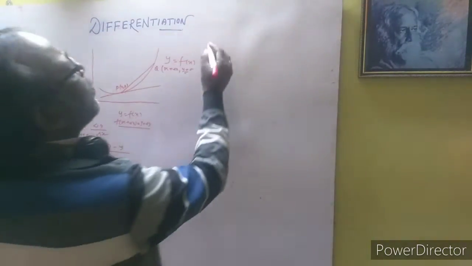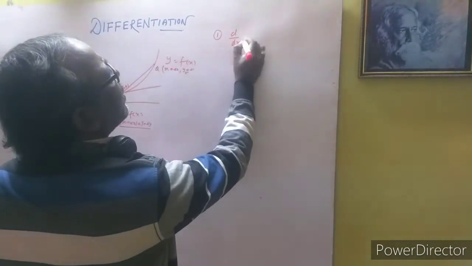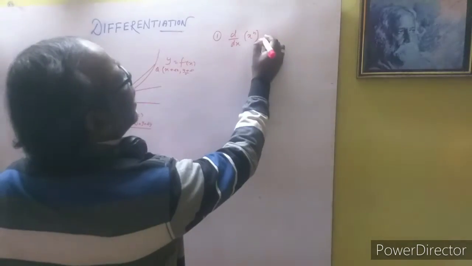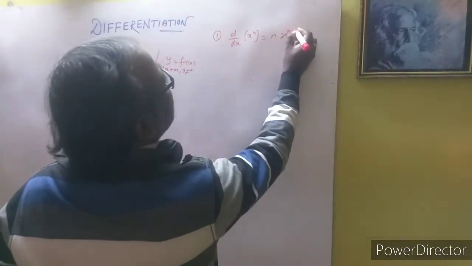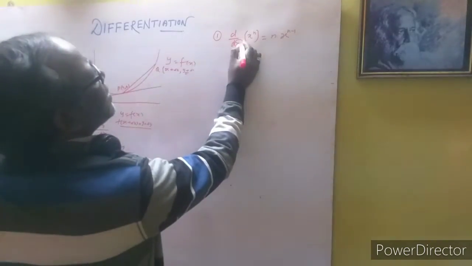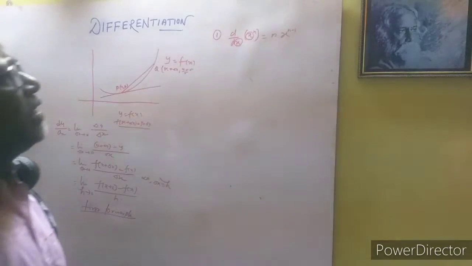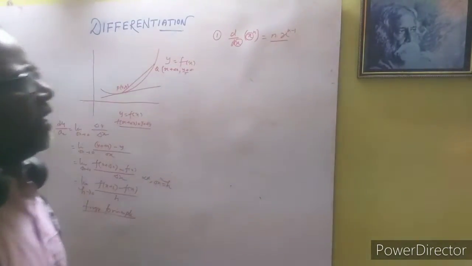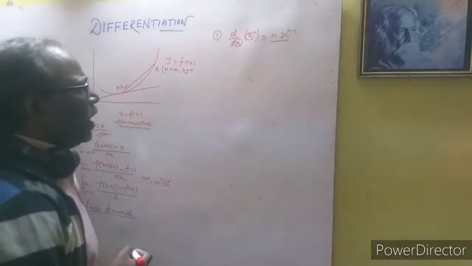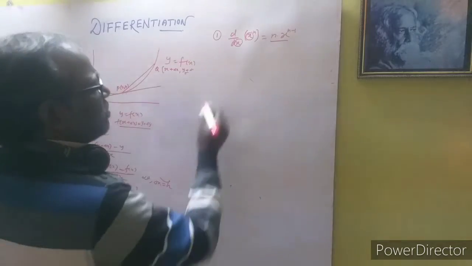So the first formula is d/dx of x to the power n, which is n into x to the power n minus 1, with respect to x. Here n is a constant and x is a variable. When n is a constant and x is a variable, the differentiation of x to the power n is n into x to the power n minus 1. So now we prove this formula from the first principle.